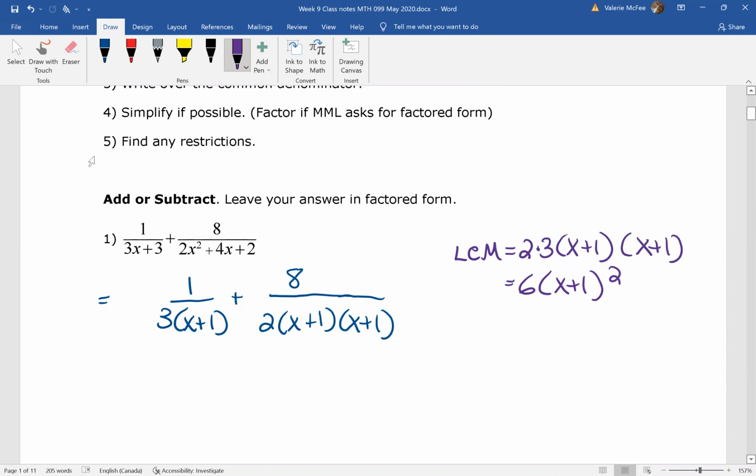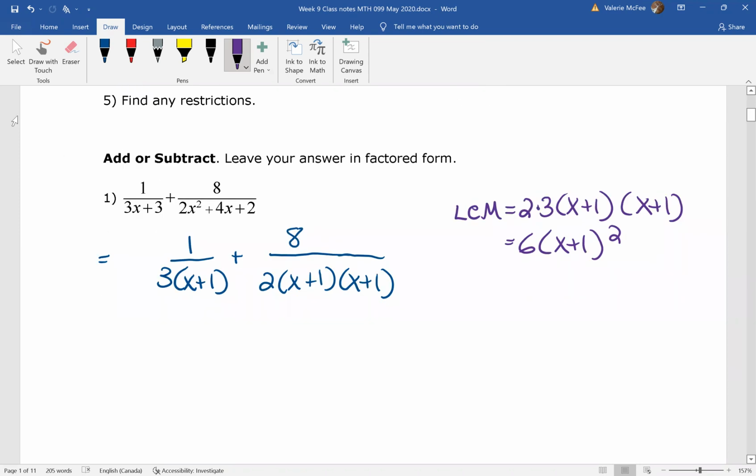Remember, we need to multiply the numerator and denominator by the factors that are missing. So when we look at 3 times x plus 1, here's the 3 and the x plus 1, we can see that we're missing 2 and a second factor of x plus 1. I'm just going to write that as 2x plus 2. So I'm going to multiply the numerator and the denominator by 2x plus 2. Actually, here I'll leave it factored. Is that okay?